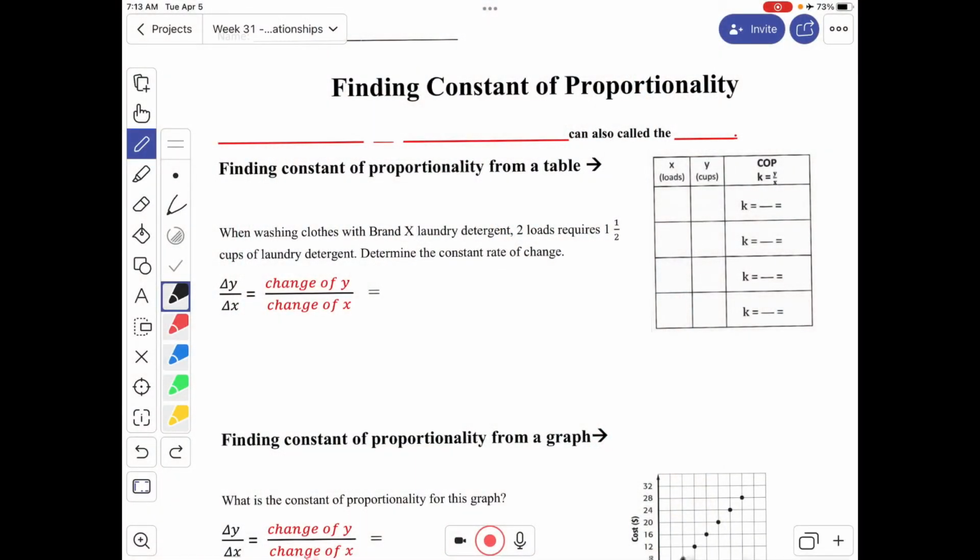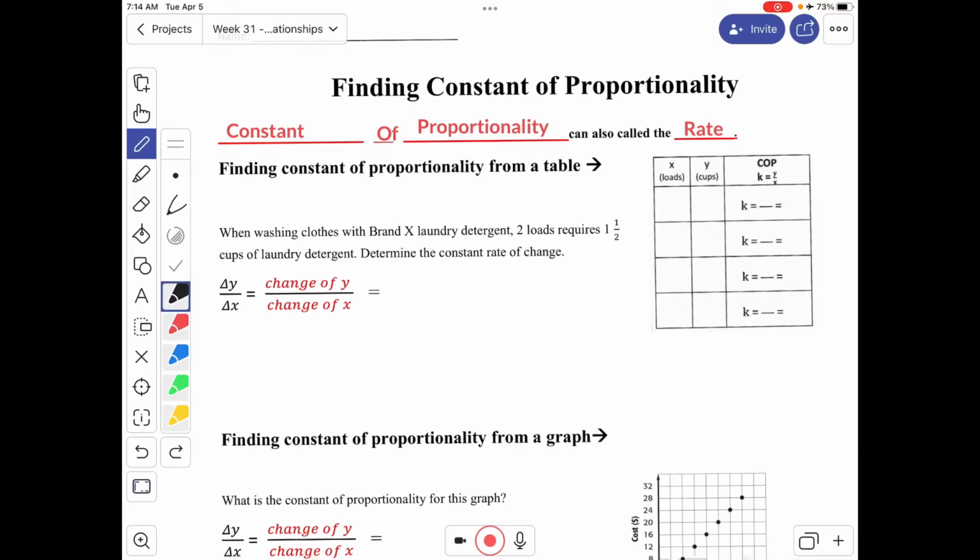Now let's discuss finding constant of proportionality. Constant of proportionality can also be called the rate, which is what we just did with the proportions. There's a rate which compares two different things, two describing words, like miles per hour or hamburgers per minute.